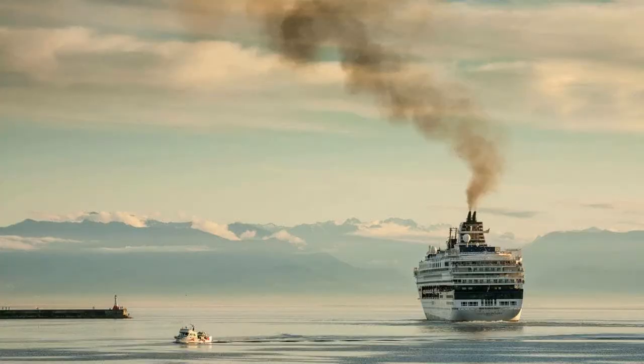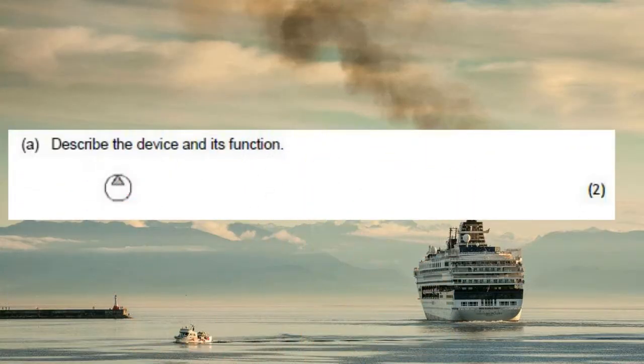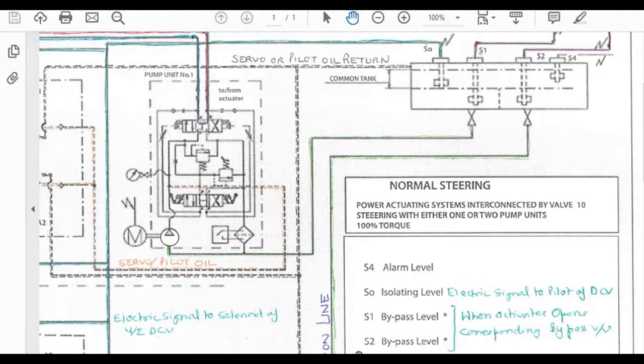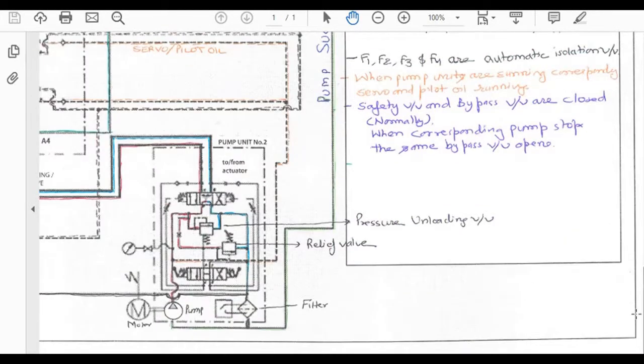Question for 2 marks. Describe the device and its function. The symbol they are asking about is a motor-driven, unidirectional, fixed displacement hydraulic pump. It is unidirectional because there is no arrow provided and the triangle inside the symbol is filled. This means it's a hydraulic pump.